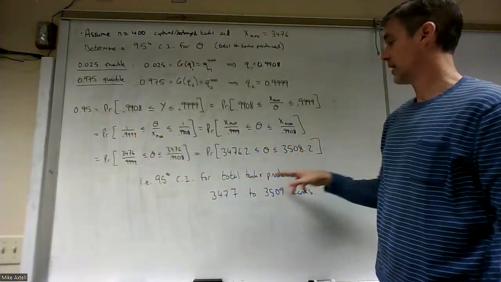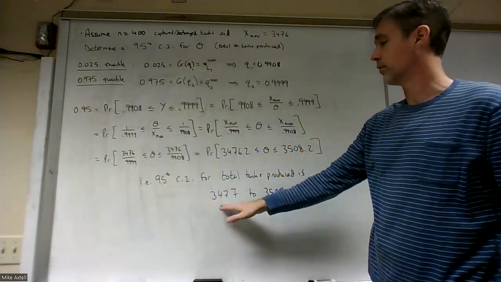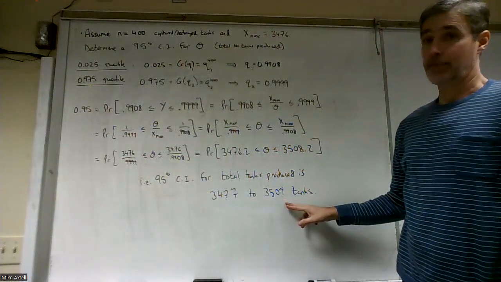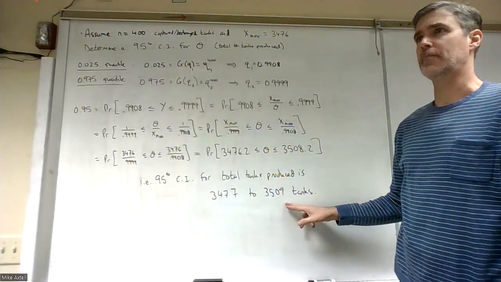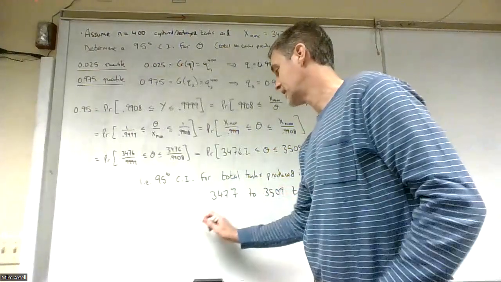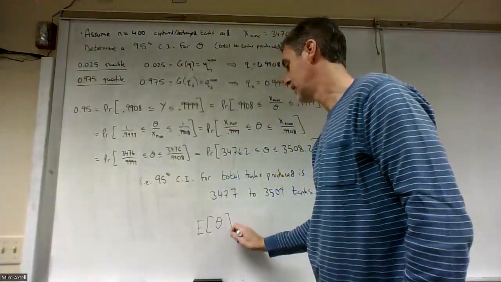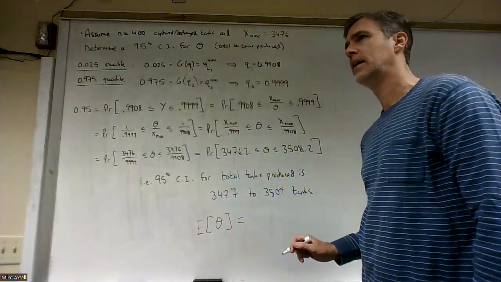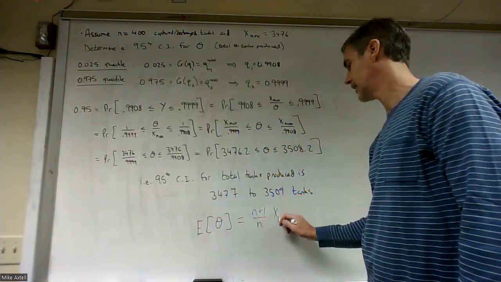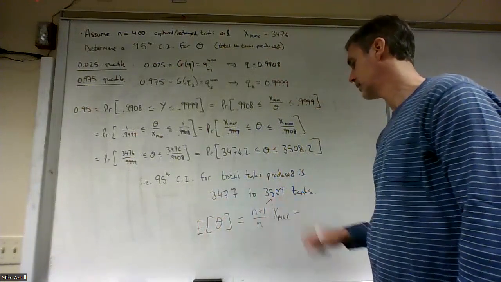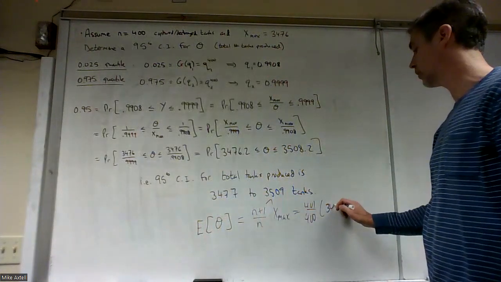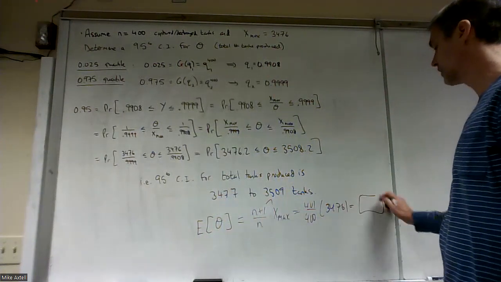So it's telling us the total tanks produced, on this confidence interval, is between 3477 and 3509. And our expected value, we've done this: the estimator of theta would be n plus 1 over n times x max. So that'd be 401 over 400 times 3476, whatever that is.